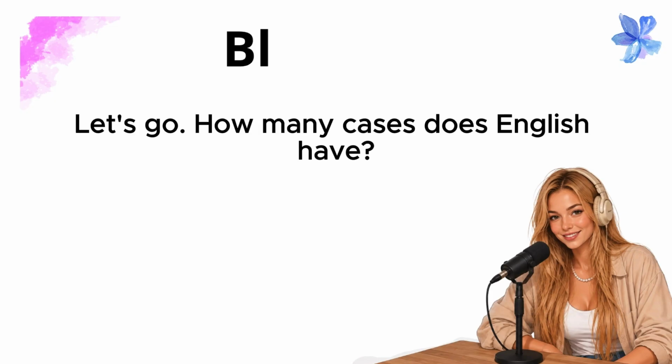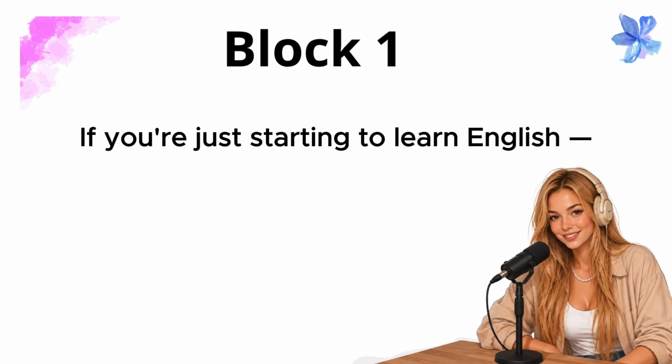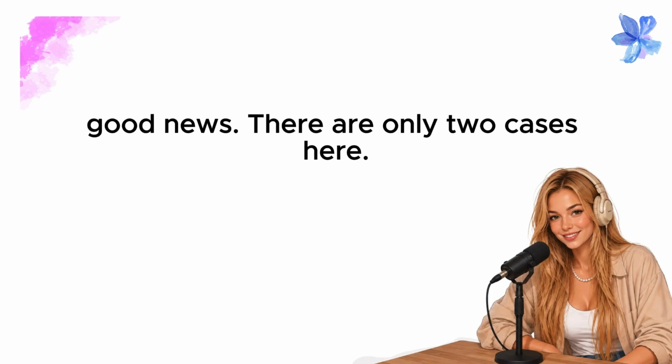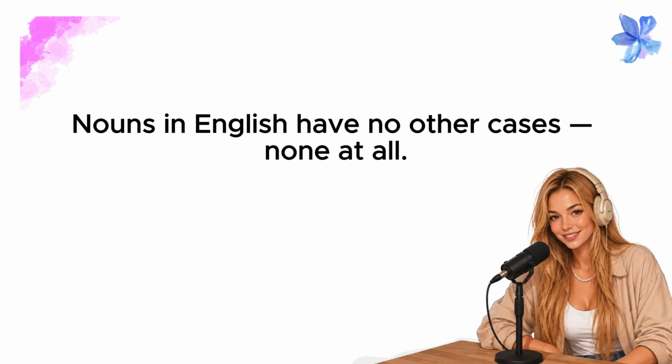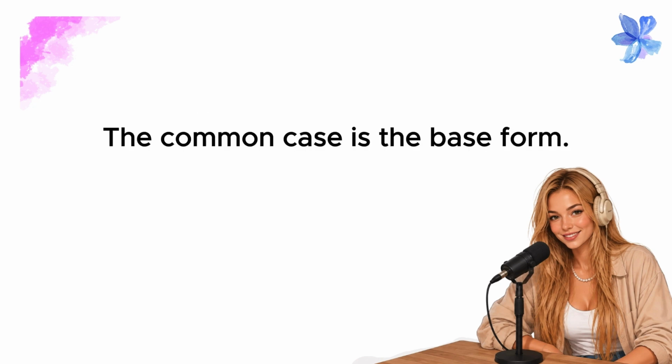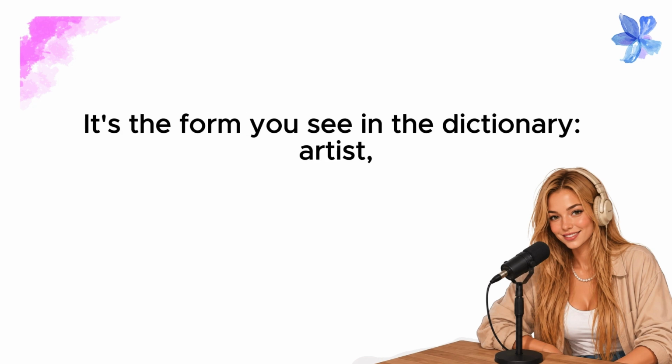Let's go. How many cases does English have? If you're just starting to learn English, good news. There are only 2 cases here. Not 10, not 6, 2. They're simply called the common case and the possessive case. Nouns in English have no other cases, none at all. The common case is the base form. It's the form you see in the dictionary.